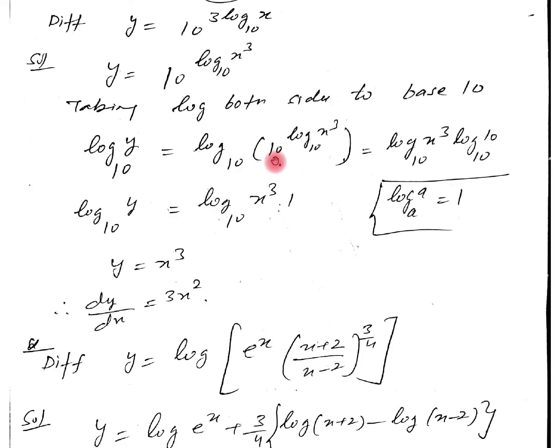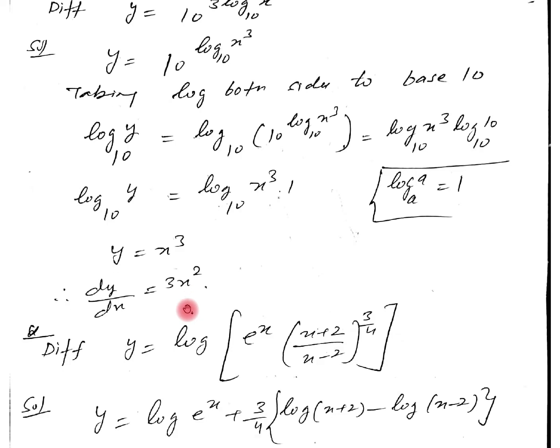Now here it is 10 raised to power log of x cube with the base 10. Now x cube can be written as like this, log of 10 with the base 10. Now again this will be 1. So log of y with the base 10 equal to log of x cube with the base 10. Now cancelling the common term, simplifying, we are getting y equal to x cube. Therefore its derivative is dy by dx equal to 3x squared.